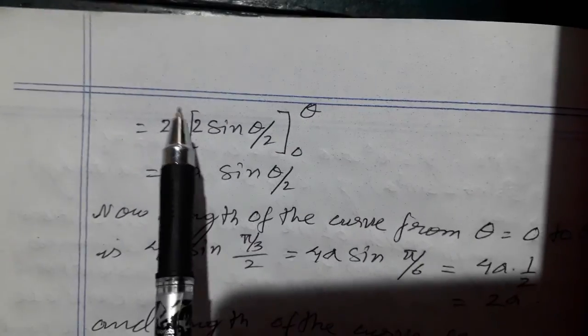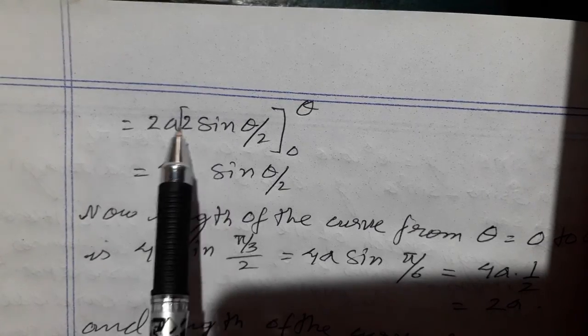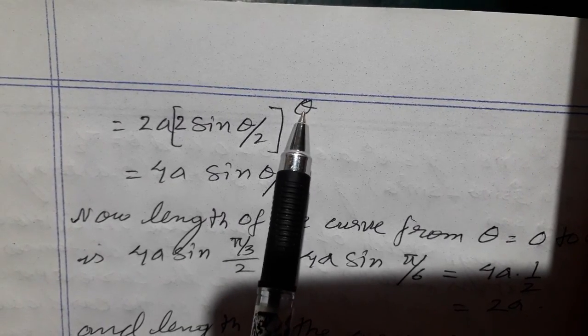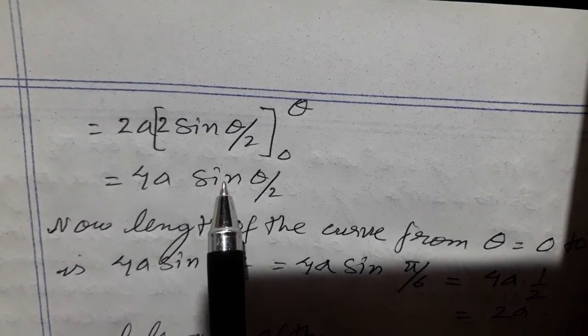So here we get the integration to be 2 sin theta by 2 from 0 to theta. The 2 will come out, so 2 into 2 we get 4a. First we put the upper limit theta, and if I put the lower limit I get 0, so I'm not writing that. So we have here sin theta by 2.